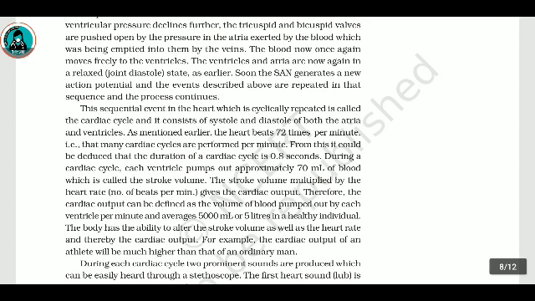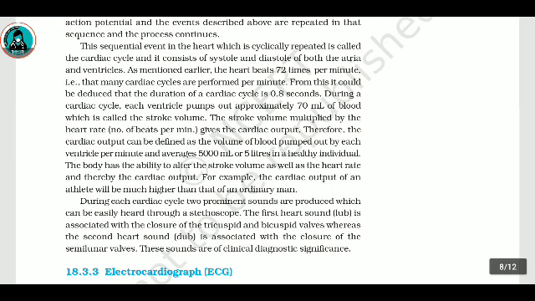For example, the cardiac output of an athlete will be much higher than that of an ordinary man. During each cardiac cycle, two prominent sounds are produced which can easily be heard with a stethoscope. The first heart sound is lub, associated with the closure of the tricuspid and bicuspid valves, whereas the second heart sound, dub, is associated with the closure of the semilunar valves. The sounds are of clinical diagnostic significance.